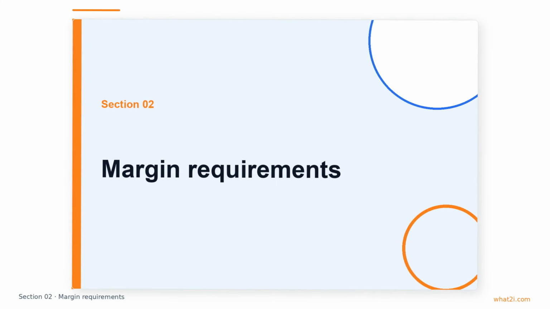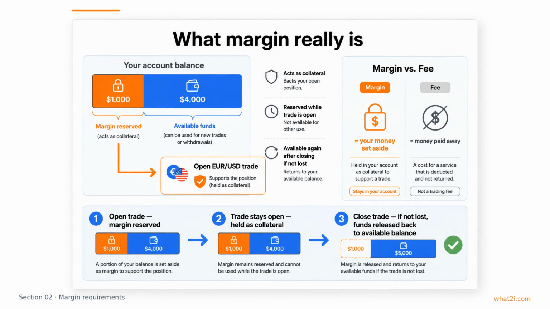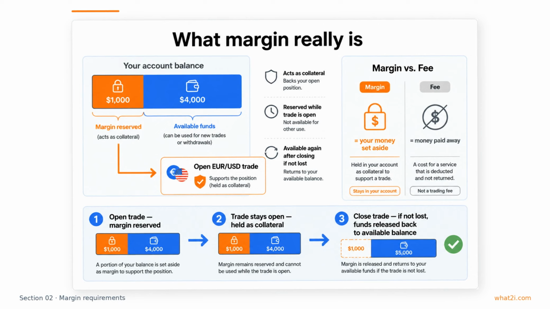Section 2. Margin requirements. Margin is the portion of your own money that is set aside to support a leveraged trade. It acts as collateral for the broker, showing that your account can absorb some loss while the position is open. This is why margin should not be confused with a fee. A fee is money that is paid away and gone, while margin is simply reserved inside the account. If the trade is closed without those funds being lost through price movement, that margin becomes available again. So margin is best understood as committed capital, not as a cost of admission.